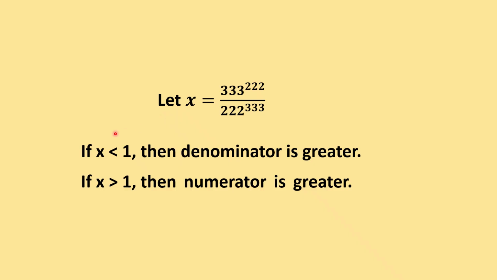So if x is less than 1, then the numerator is smaller and the denominator is greater. And if x is greater than 1, then the numerator is greater and the denominator is smaller. So by finding the value of x, whether x is less than 1 or greater than 1, we can say which is greater and which is smaller. So let us simplify this fraction.